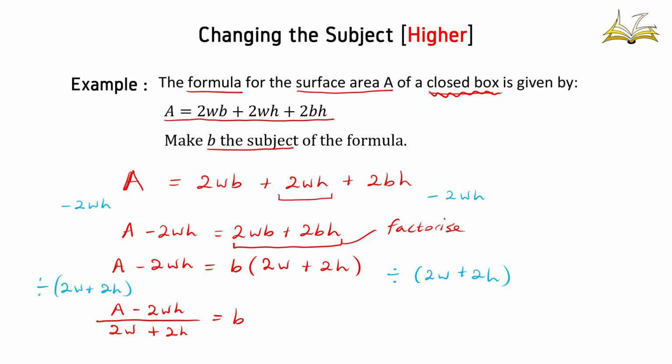Okay, so again, this is the answer. You can leave it like this and that's fine. But again, I like to have my B in front, so I'm going to switch them over. So B equals A minus 2WH divided by 2W plus 2H.